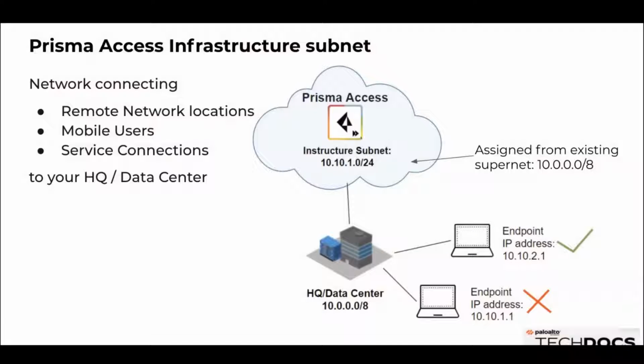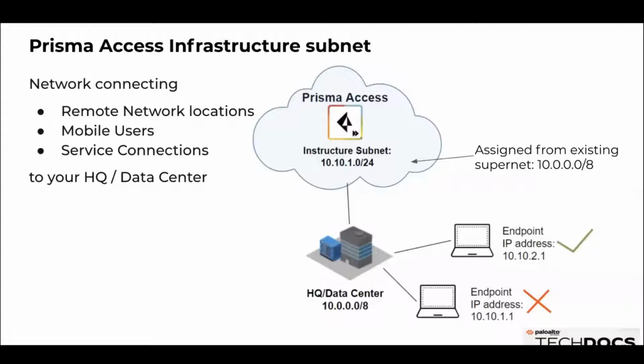To enable a service infrastructure in the cloud for your remote network locations and mobile users, you must provide a subnet that Prisma Access uses to establish a network infrastructure between your remote network locations, mobile users, and service connections to your HQ or data center. The IP addresses in this subnet also enable Prisma Access to determine the service routes for services such as LDAP, DNS, or SCEP, as well as enable other inter-service communication.